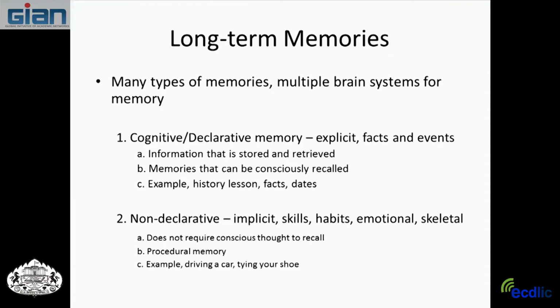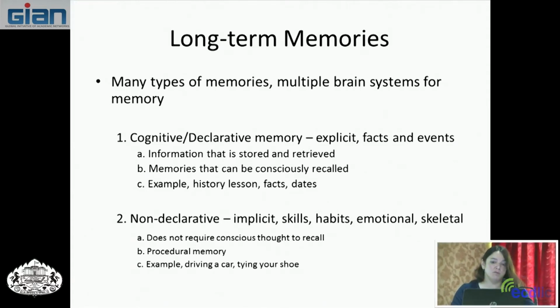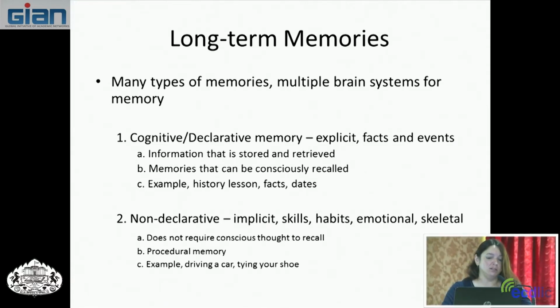There are several types of long-term memories. We're going to talk in detail about each of these a little bit. And each of these long-term memories may use multiple brain systems for its processing. Okay, so the first type is cognitive or declarative memory. These are the two basic categories. The other is non-declarative memory.